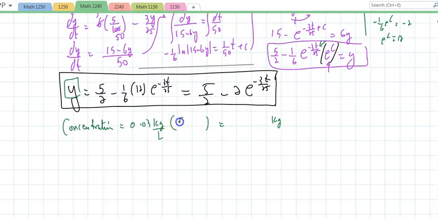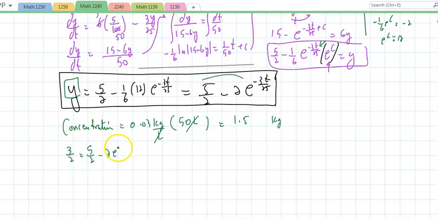If I multiply that by 50 liters, do you notice those cancel out? And I'm going to get 1.5 kilograms. So basically, to reach a concentration of 0.03 kilograms per liter, you're saying, when will there be in the 50 liters of brine 1.5 kilograms? Well, set 1.5 equal to 5 halves minus, 1.5 is 3 halves, equal that equation.